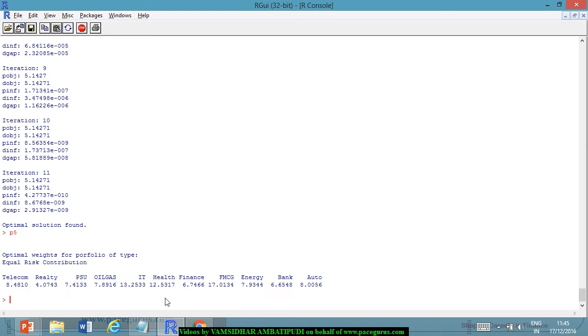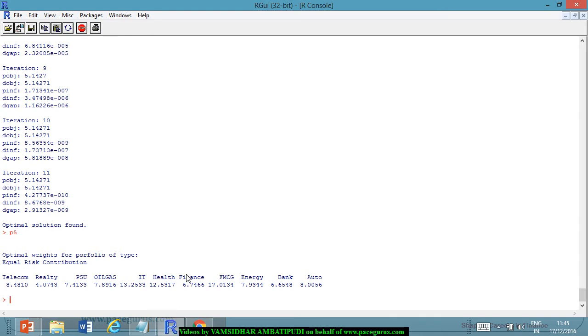And if I check P5, these are the weights. It's a completely different scenario. The telecom sector has been given 8.48% weightage, the realty sector 4.07% weightage, and so on. IT requires 13%, healthcare 12%, and FMCG around 17%. So that's how the weights are typically distributed.